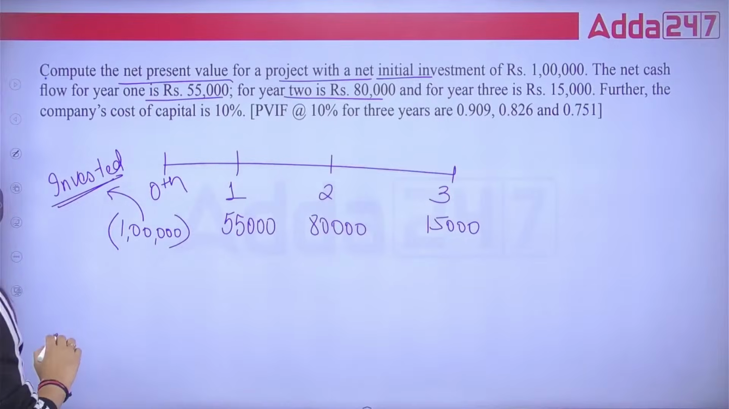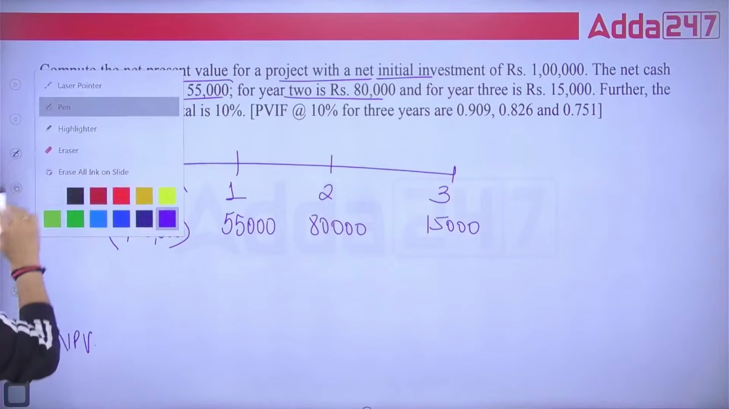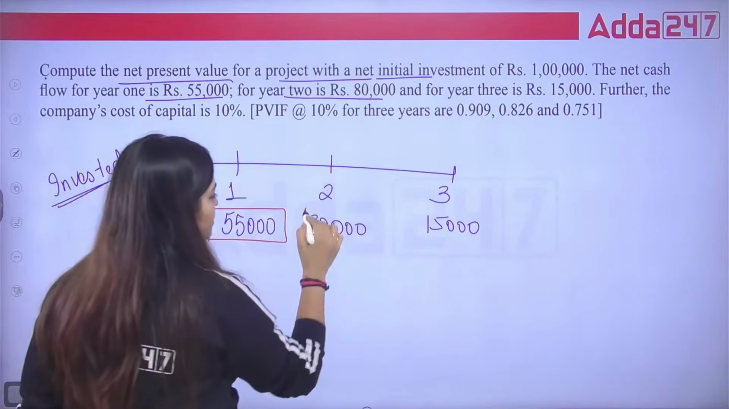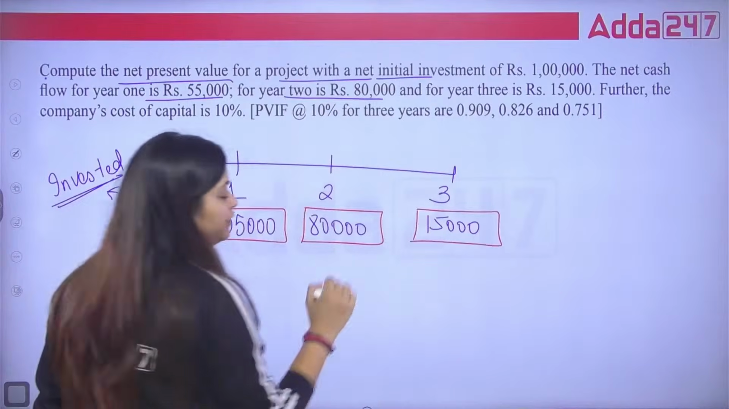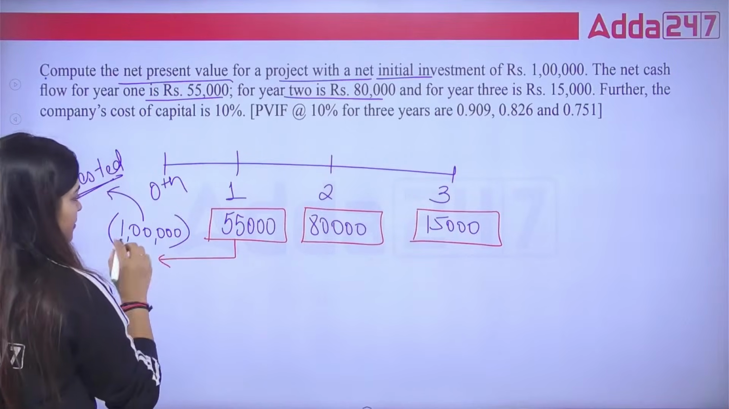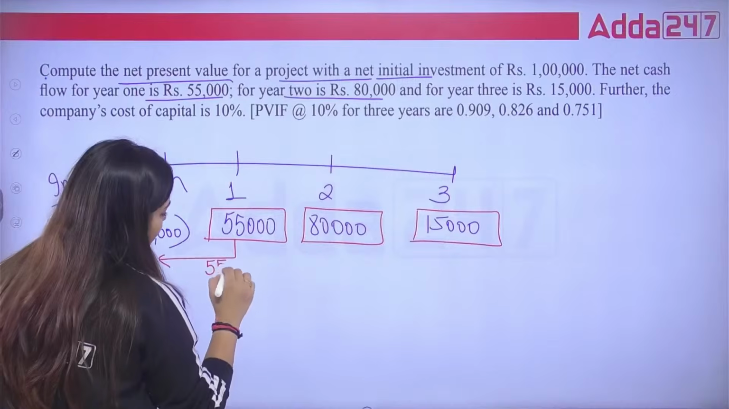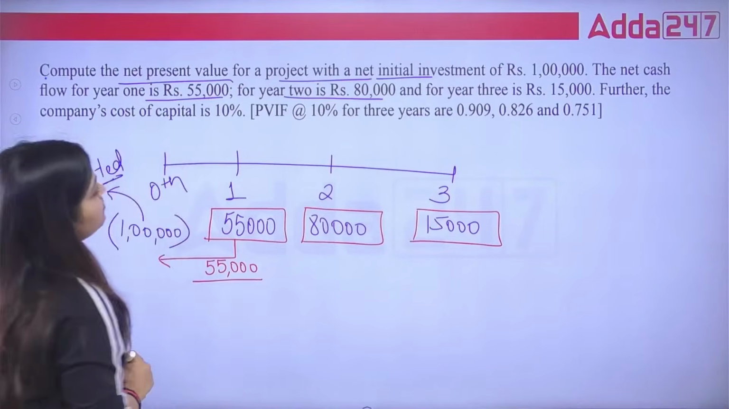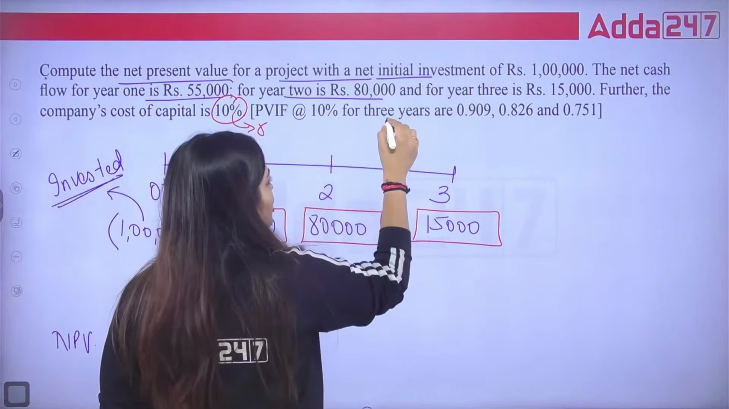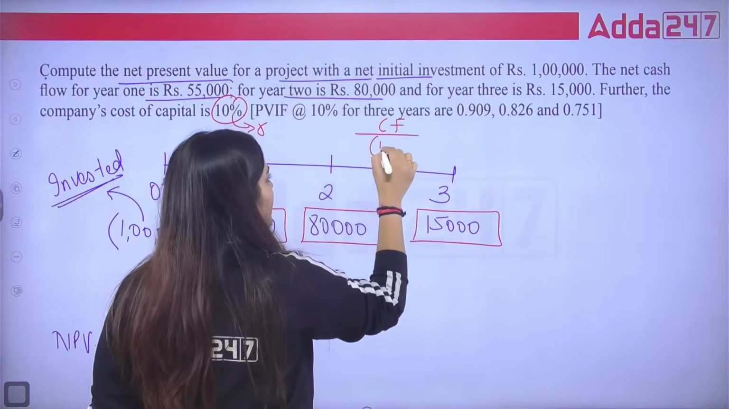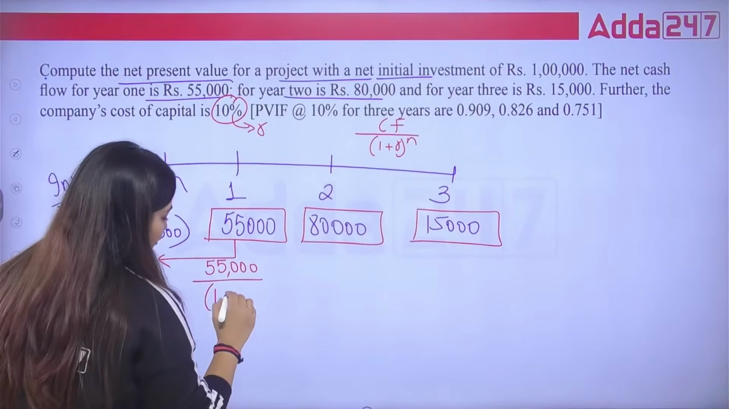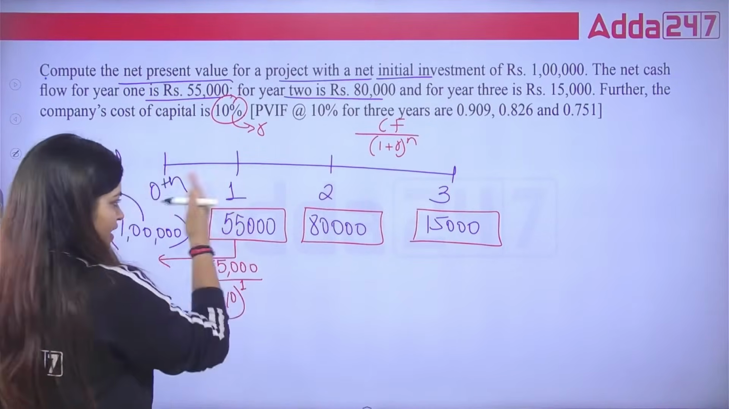Now we want NPV. So first we are going to calculate the present value of all these future incomes, because all these are future incomes, and first we need to adjust them by inflation. So how will I adjust this 55,000 to bring it to your 0 time period? 55,000 divided by, now R is your 10%. So what is the formula? Cash flow divided by 1 plus R to the power n. 55,000 divided by 1.10 to the power 1, because only once we need to bring it back.